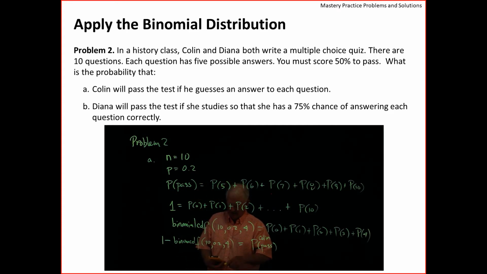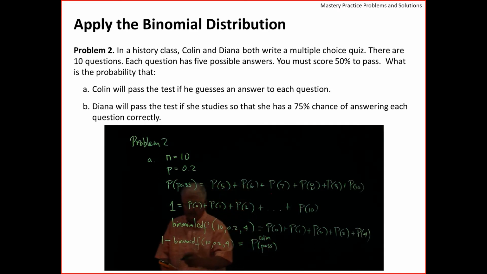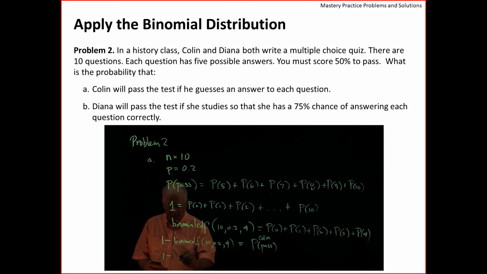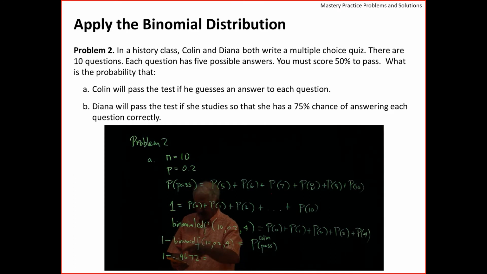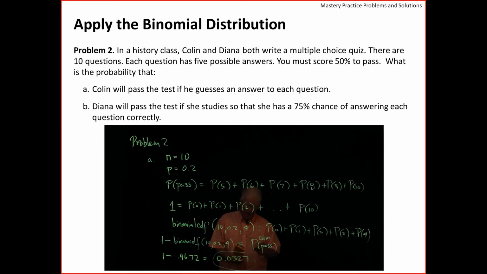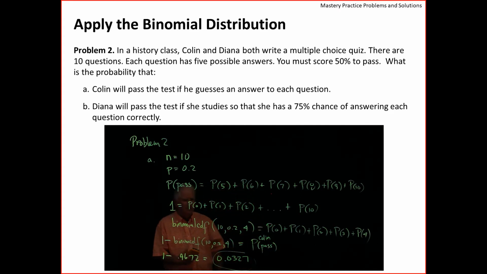And what I get for the binomial CDF is 0.9672. And if I subtract that from 1, I get 0.0327. In other words, not a snowball's chance in hell for Colin to pass. Keep that in mind next time you decide to guess on a multiple choice test.